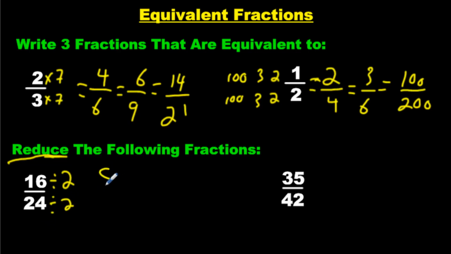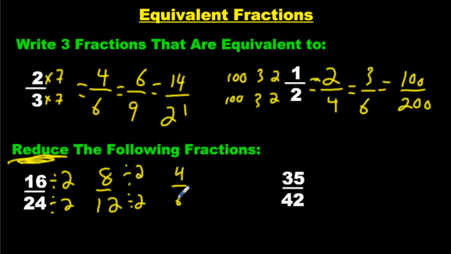And I will get 8/12. If I don't want to divide by 2, I'd have to divide by something else. Now look, I did reduce this, but I can reduce it even more. Look, 8/12, I can break that down. I can divide this by 2 now and divide that by 2, and that would make 4/6.